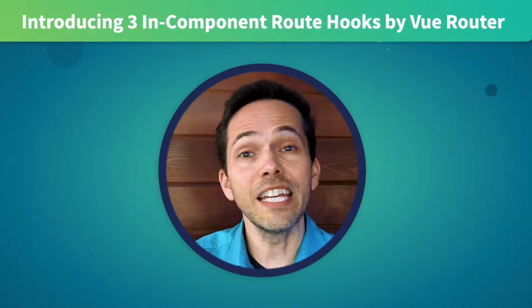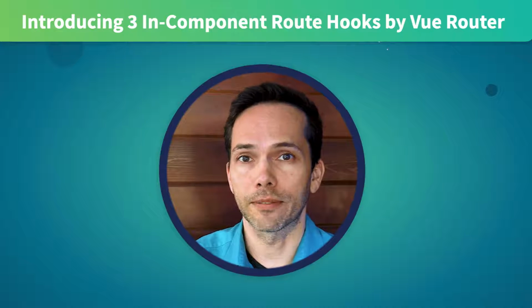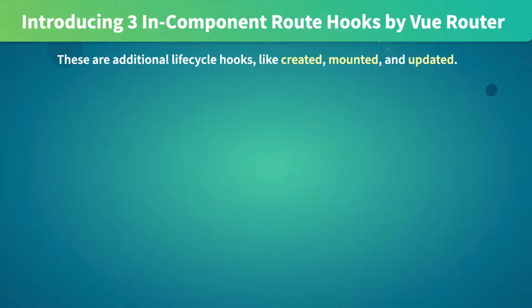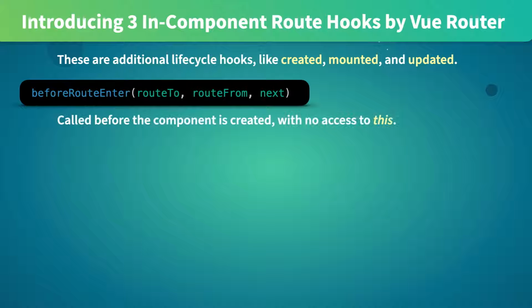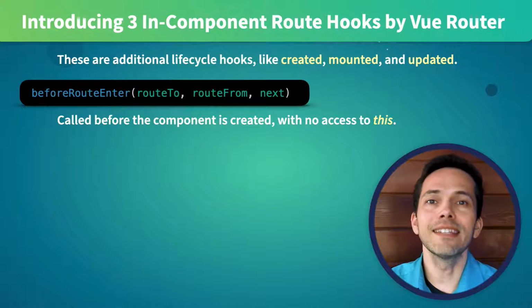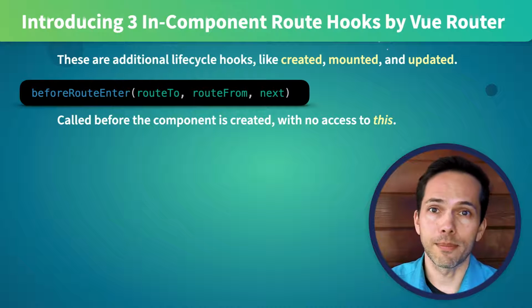There are 3 in-component route guards, or hooks, provided by Vue Router. These are additional lifecycle hooks, just like the created, mounted, and updated lifecycle hooks. The first one, beforeRouteEnter, takes up to 3 parameters and is called before the component is created, so it won't have access to this. We often use this inside our component to reference the reactive data or the props.